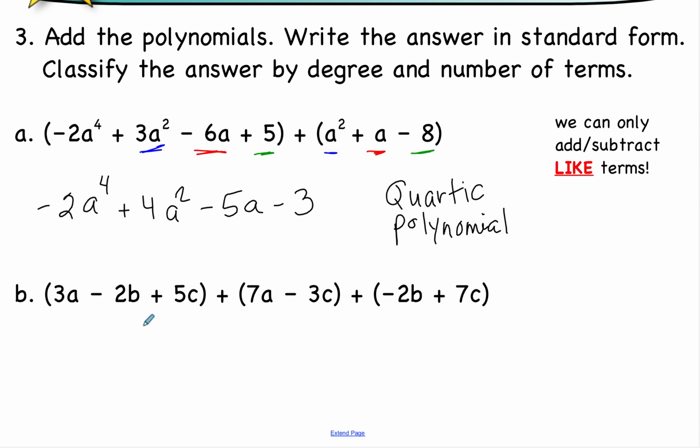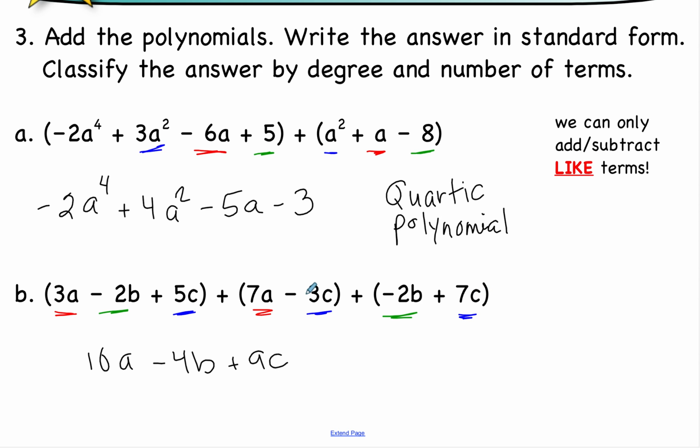And then letter B, this time we're adding 3 terms together. So let's see what terms are alike. We have a 3a here, a 7a here. Then we have a minus 2b and a minus 2b. And lastly, we have a plus 5c, a minus 3c, and a plus 7c. So let's get the like terms together. 3a's plus 7a's gives us 10a's. Minus 2b and minus 2b gives us minus 4b. Plus 5c minus 3c is plus 2c, and plus 7 more is plus 9c.